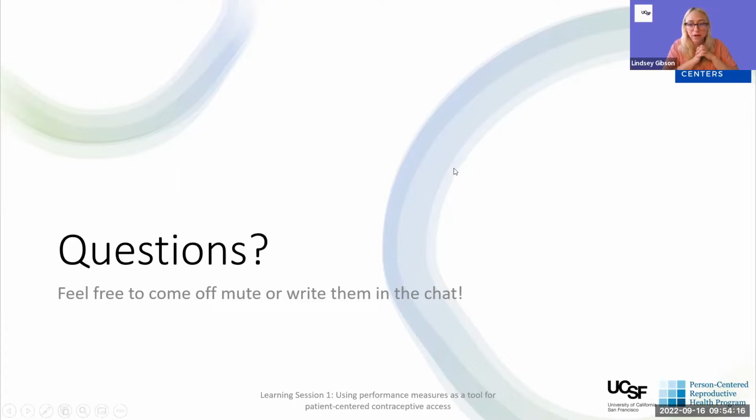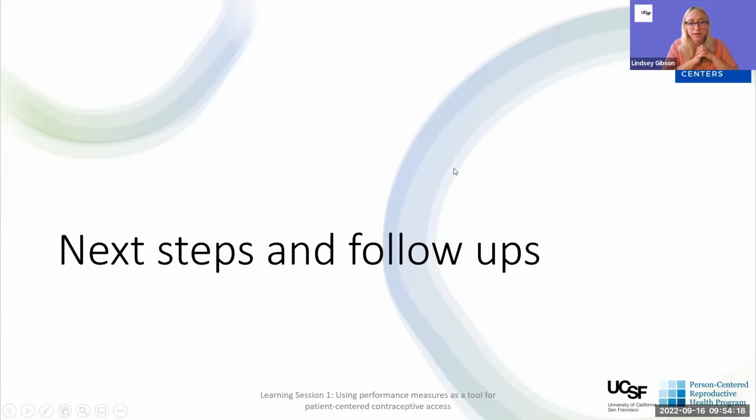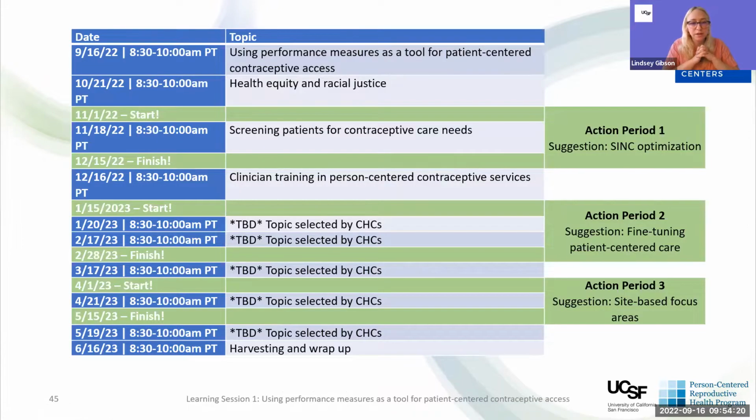Chat, not seeing anything. Okay, why don't we move ahead to our next steps and follow-ups. Perfect. So here's our tentative schedule. I've put in our action periods to orient us and when we would want to do some QI work internally in our sites. Our next session we'll be having on October 21st on health equity and racial justice. I'll talk a little bit more about that in the next couple slides.